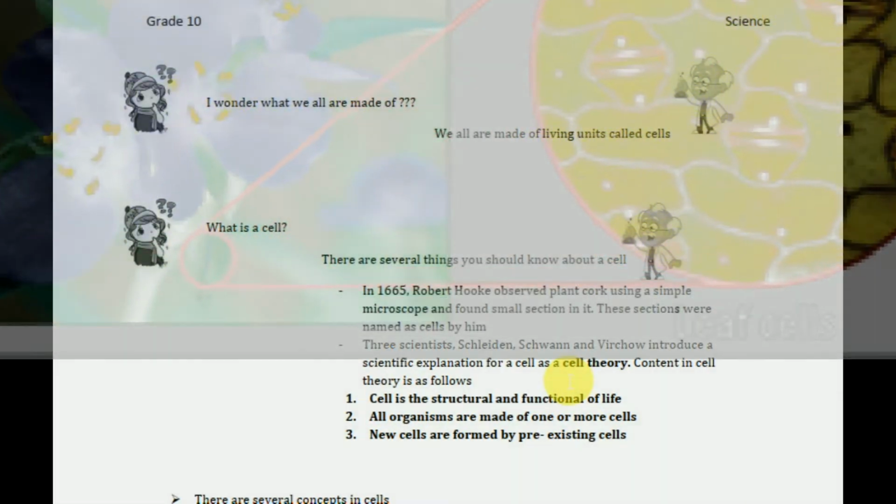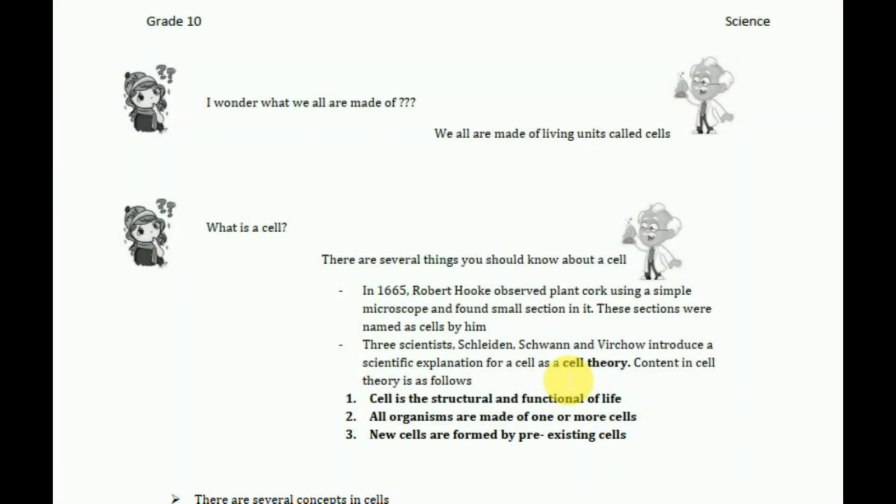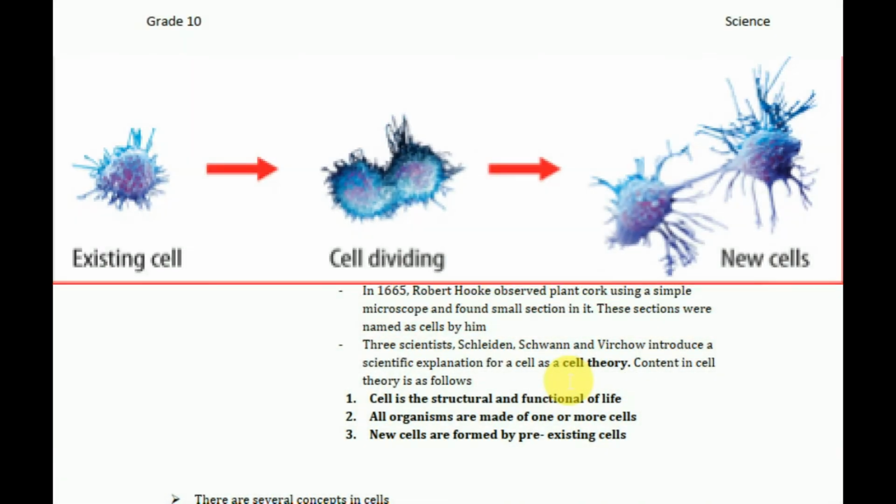And the third one: new cells are formed by pre-existing cells. Because there's always a very nice question people ask: who came first, the chicken or the egg? So we have a problem now. The same thing is here. Is a cell produced spontaneously?